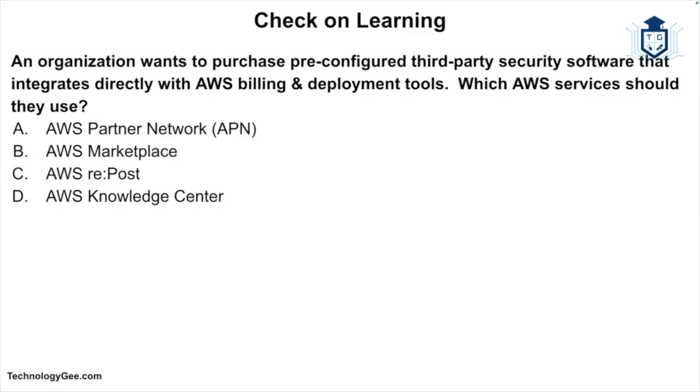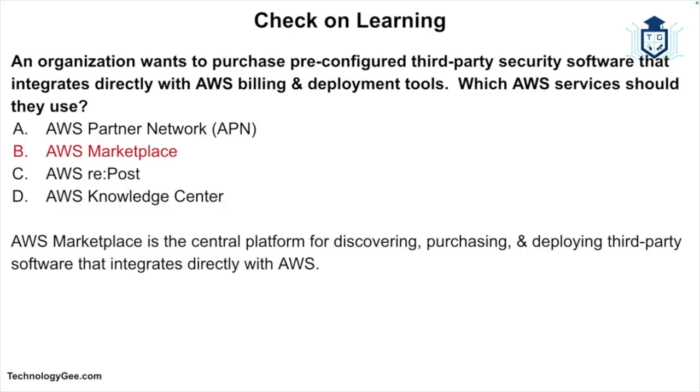And our final question is, an organization wants to purchase pre-configured third-party security software that integrates directly with AWS billing and deployment tools. Which AWS service should they use? Should they use AWS Partner Network, the Marketplace, re:Post, or the Knowledge Center? And the correct answer is AWS Marketplace. The Marketplace is the central platform for discovering, purchasing, and deploying third-party software that integrates directly with AWS.